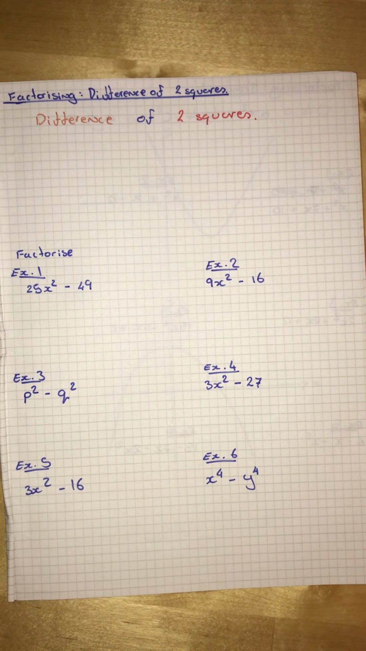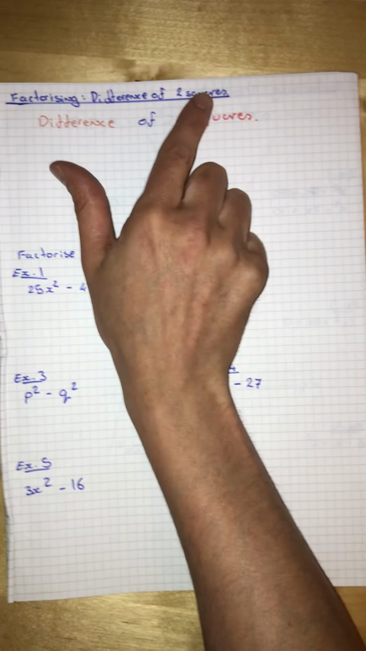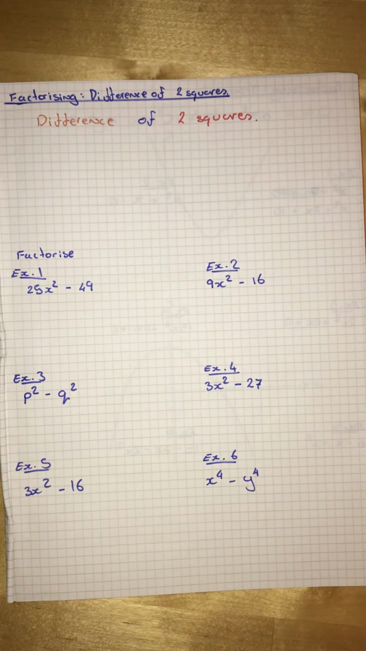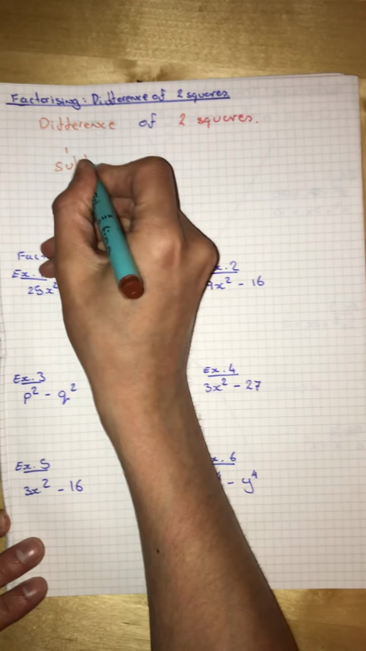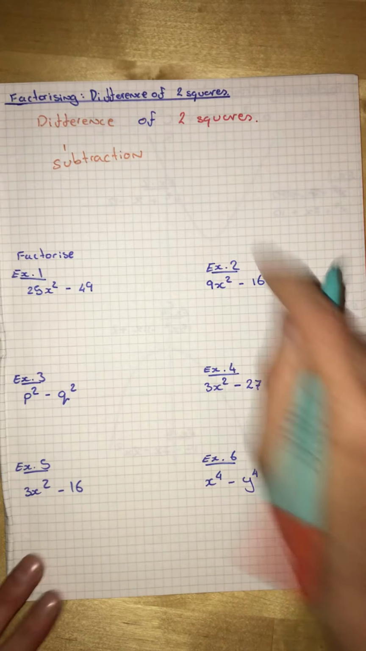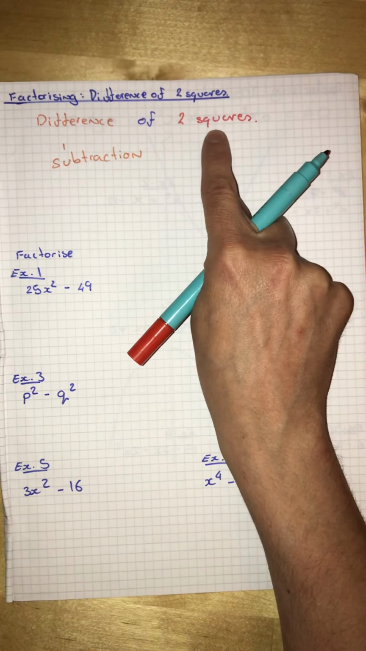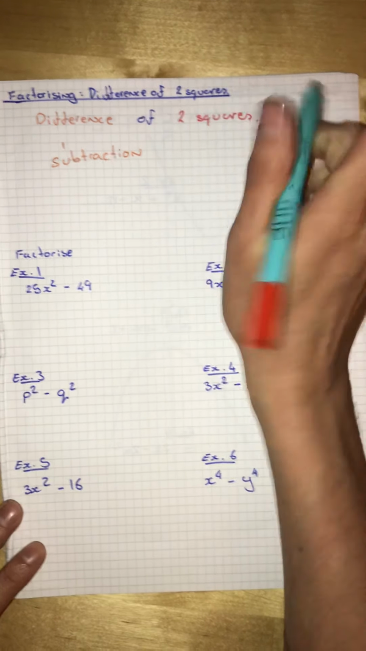Hi, so in this video we're going to do another type of factorising called difference of two squares. So let's look at the name of this. Difference just means it's another word for subtraction. Two means there's going to be two terms in each of these questions, and squares means that they can both be easily square rooted.